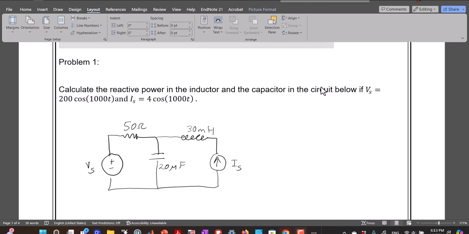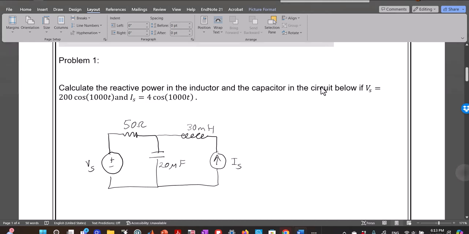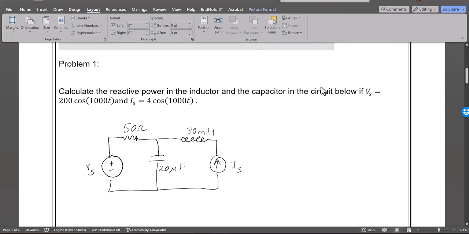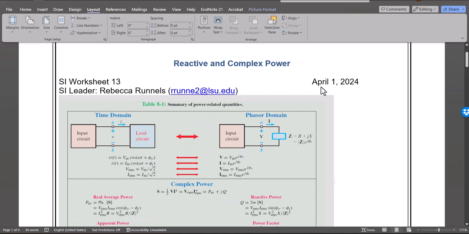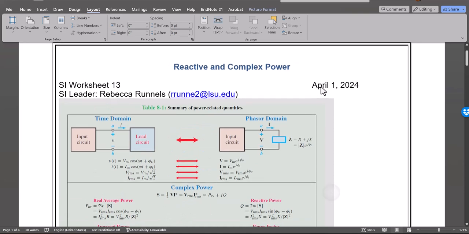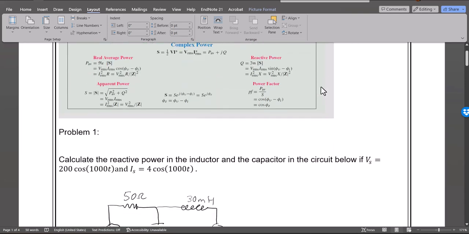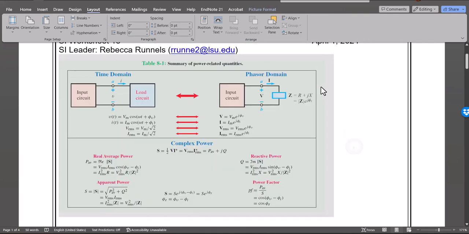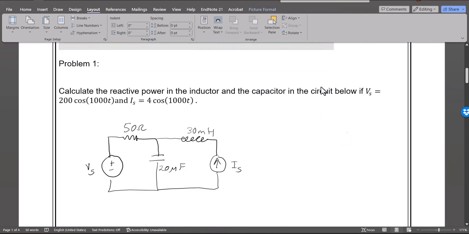But actually a little bit harder. So I want to get the reactive power in the inductor and the capacitor from the circuit below. So the first thing I need to do is to change everything to phasors.